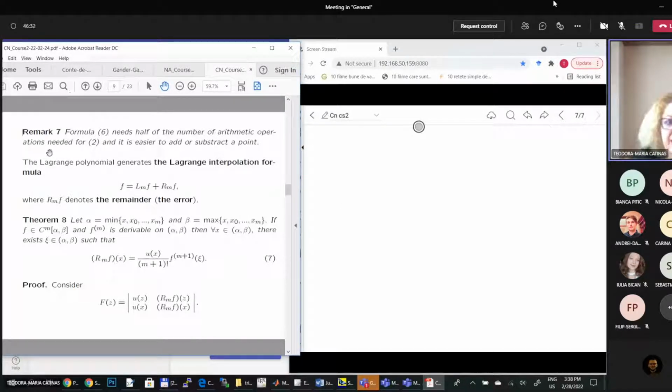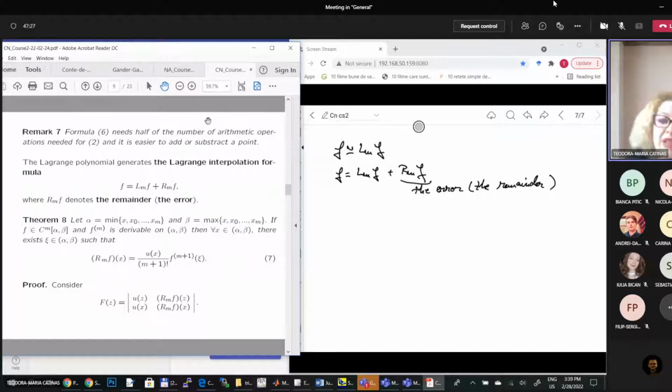We will prove theoretically what I said. So we will find a form of the error, an expression of the error of approximating the function f by the Lagrange polynomial. If we write f approximated by L_m f, we cannot put equality here. But if we write f equal to L_m f plus R_m f, then it's okay, R_m f denoting the error or the remainder. That's why it's denoted by R, because we may call it the remainder, or the error of approximating f by L_m f.